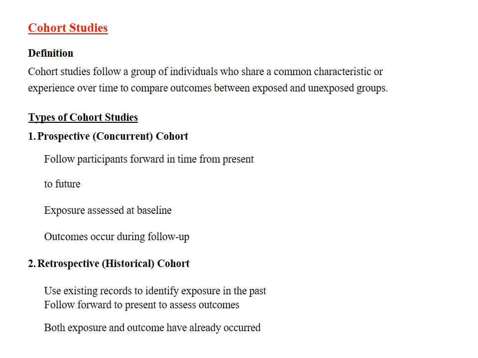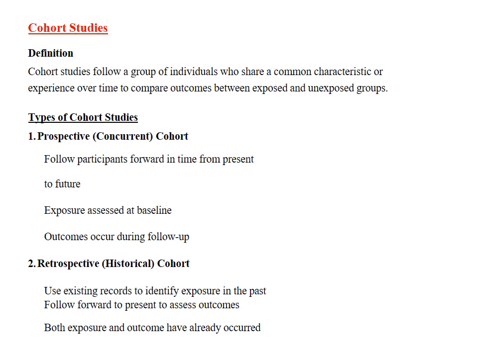What are the cohort studies? First, we will see the definition. Cohort studies follow a group of individuals who share common characteristics or experience over time to compare outcomes between exposed and unexposed groups. What are the types of cohort studies?